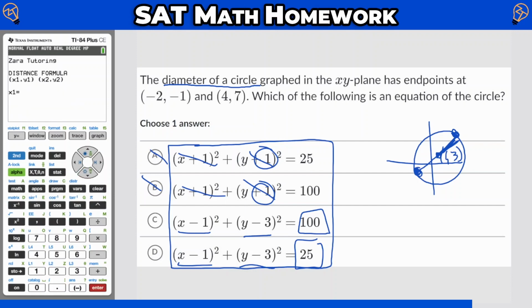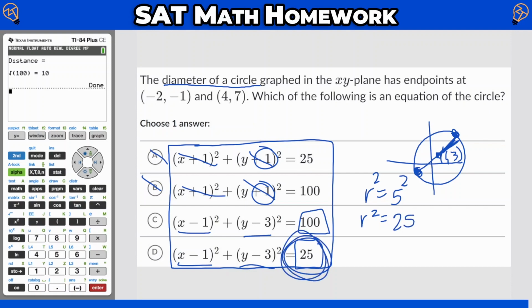We'll type in these ordered pairs again. So -2, -1, 4, 7. We got the distance is 10, but we know we have to cut that in half to get the radius. So the radius is 5, but on the right side of the equal sign, it should be the radius squared. And when you square both sides, we get the radius squared is 25. So option D.